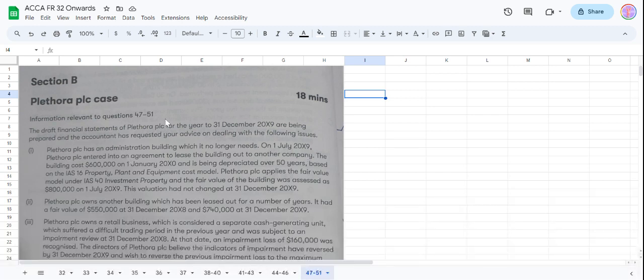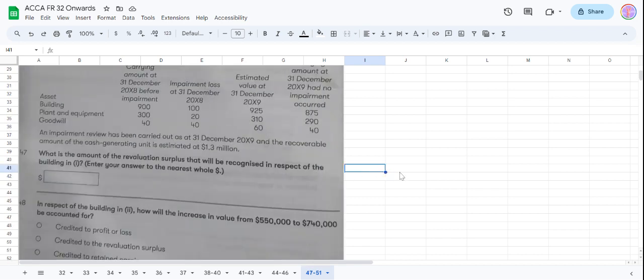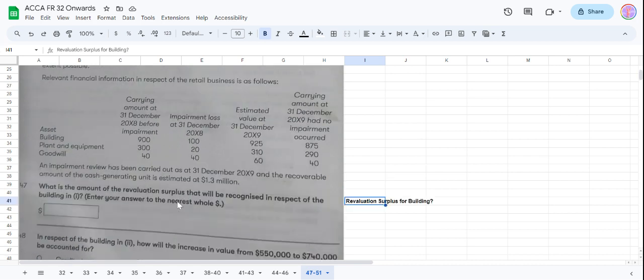PP case, and this information is relevant for questions 47 to 51. All right, so here they are asking what is the amount of revaluation surplus? Revaluation surplus that will be recognized in respect of the building. This is the ask. So why will there be any revaluation surplus at all? Let's read it.